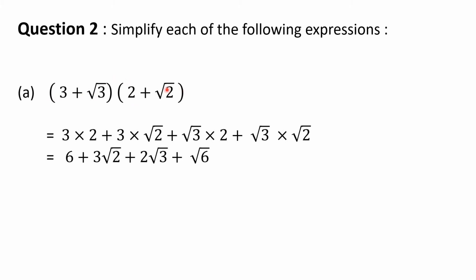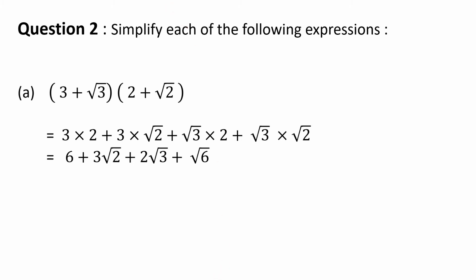So it should be the same numbers in both the brackets in order to use the formula. But here you can see that it's different numbers. Here it's 3 root 3, 2 root 2. So different numbers. When different numbers come in both the brackets, what should we do? We should naturally use the opening the bracket method.